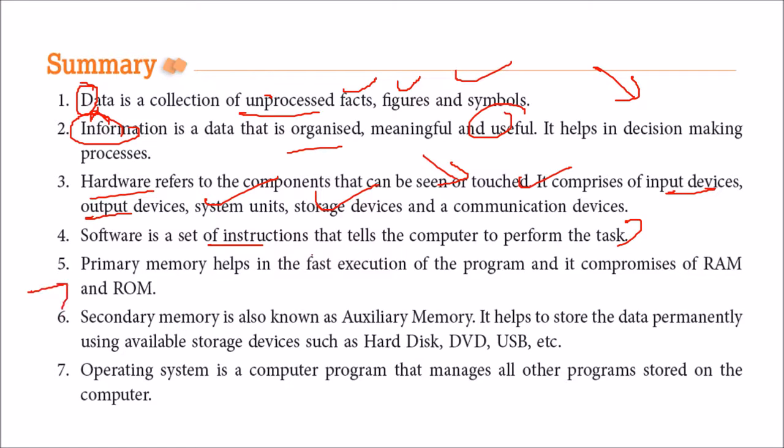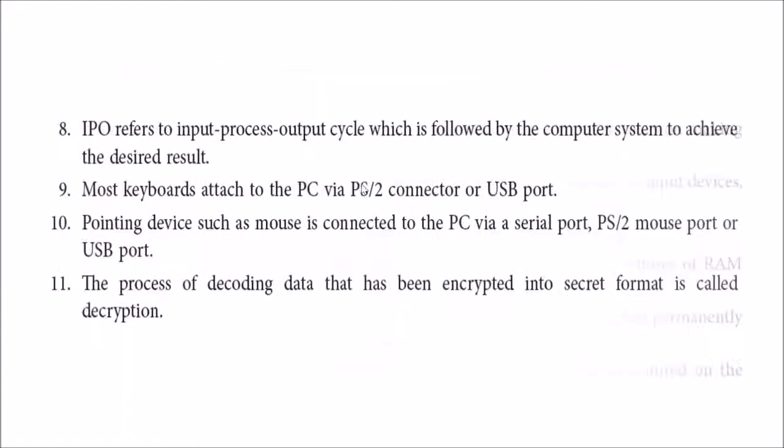Then we have seen the primary memory, which helps in very fast execution of the program, and it comprises RAM or ROM. Then you have secondary memory. You also call it auxiliary memory. So it helps in storing the data permanently using the available storage devices like the hard disk, the DVD, and the USB. And the operating system is the computer program that will manage all the other programs stored in the computer. The IPO is the input process output cycle. Every system follows this scenario only. You have to feed good input, because it follows garbage in, garbage out. You have to give proper inputs so that you get the proper result.